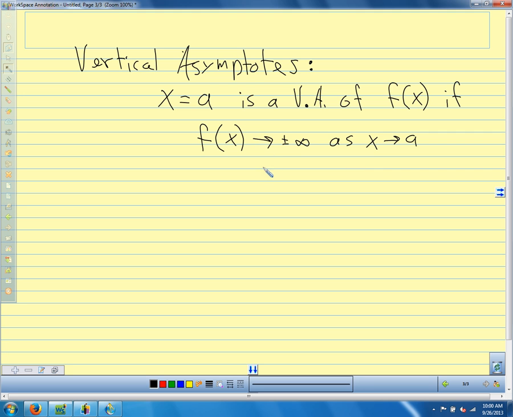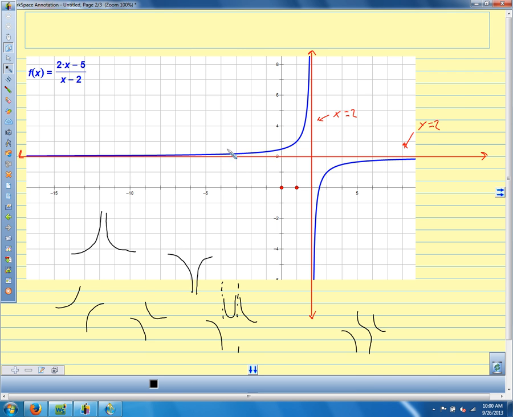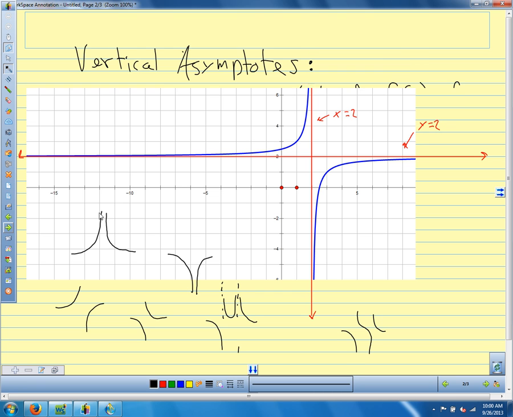So we'll talk about this idea of approaching and what that means a little later. It has to do with limits. We'll talk about the idea of a limit. So if we look back here, as x approaches 2, my function approaches positive infinity. It gets really, really big. As x approaches 2 from this side, the function approaches negative infinity. It gets really, really big in the negative direction. So that's what this is telling us.